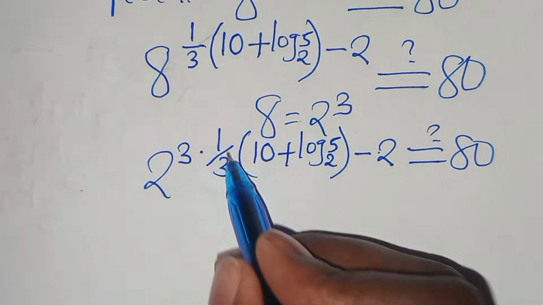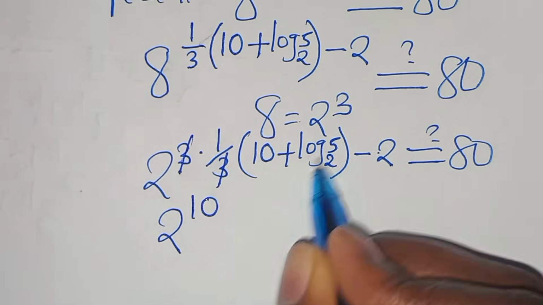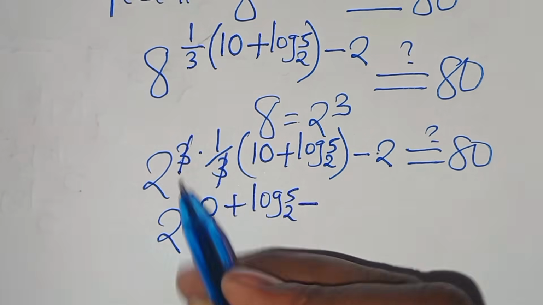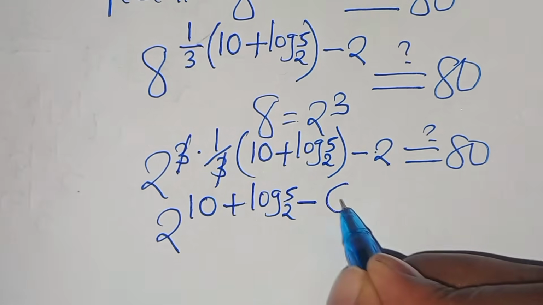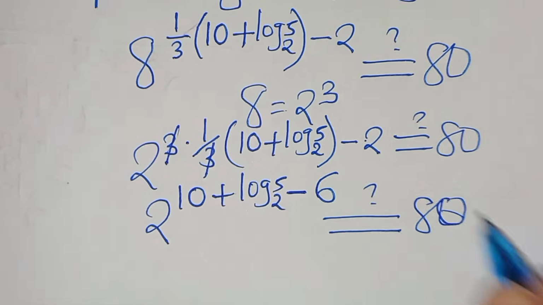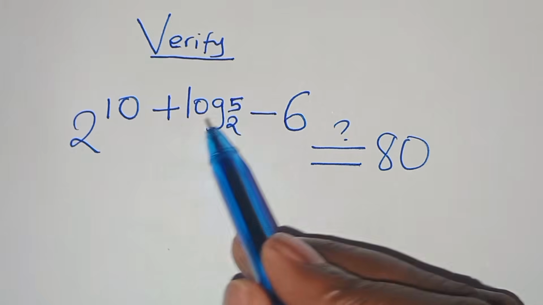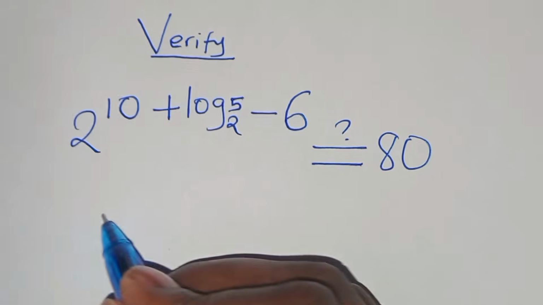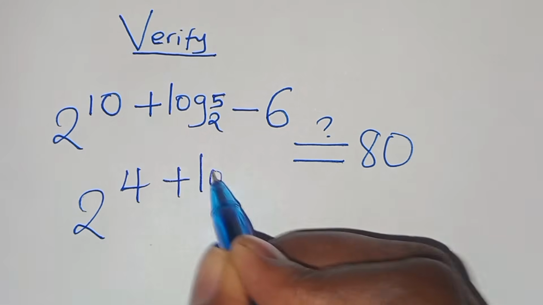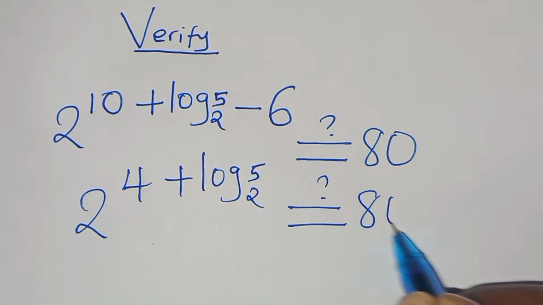So we can simplify here. 3 and 3 here simplifies. So we have 2 to the power of 10 plus log 5 to base 2, minus 3 times 2, minus 6. This is supposed to give us a value of 80. So we have 2 to the power of 10 plus log 5 to base 2 minus 6. So we have 2 to the power of 10 minus 6, this is 4, plus log 5 to base 2. This should give us a value of 80.